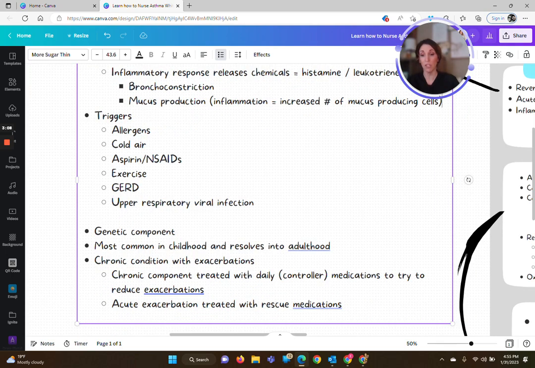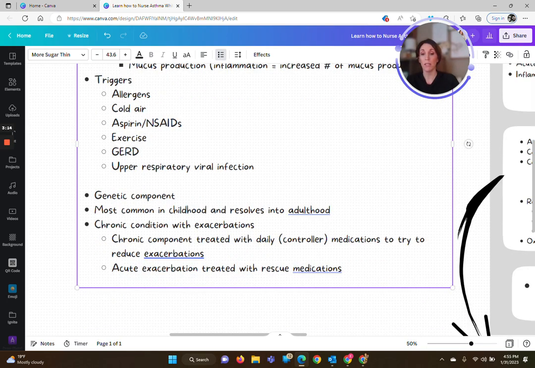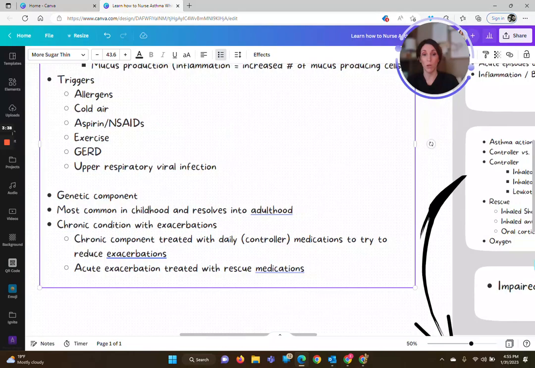Asthma is thought to have a genetic component, so you might see that it can tend to run in families. It's most common in childhood and typically resolves into adulthood. Now, occasionally adults will have asthma, but typically it's more of a childhood disease and resolves into adulthood. It's a chronic condition with exacerbations. So it has a chronic component, which is treated with daily or controller medications to try to reduce exacerbations. And then there's acute exacerbations that are treated with rescue medications, and we'll talk more about that.